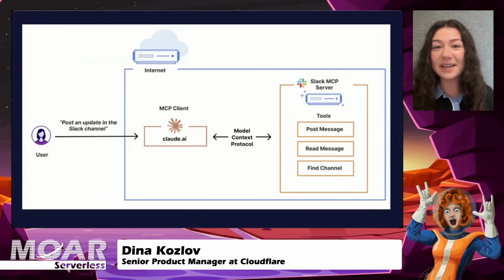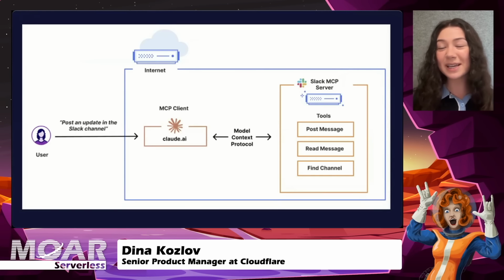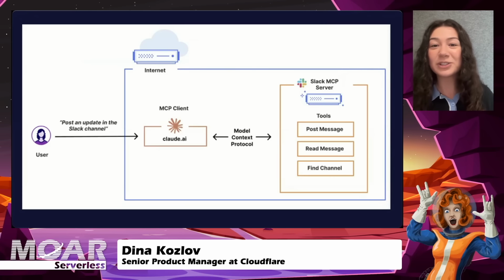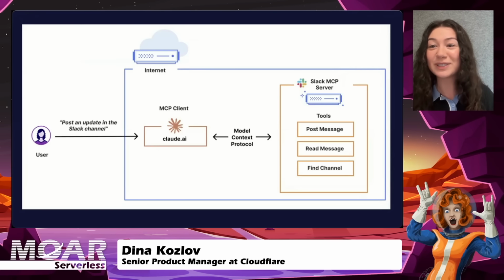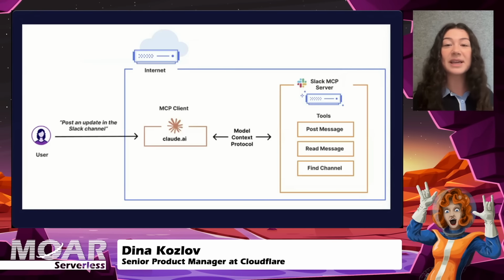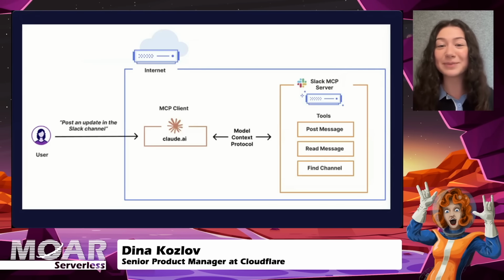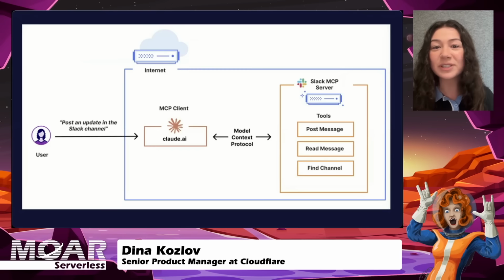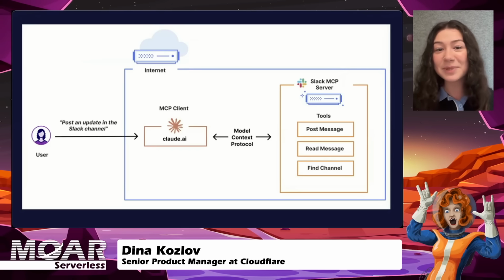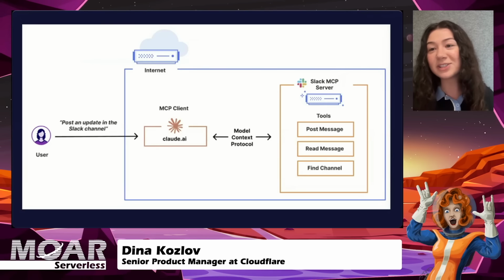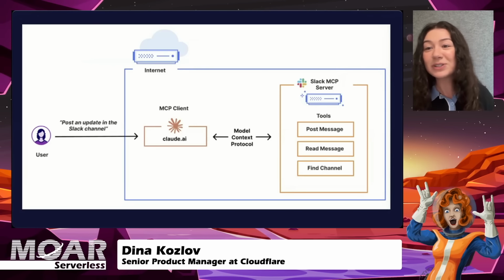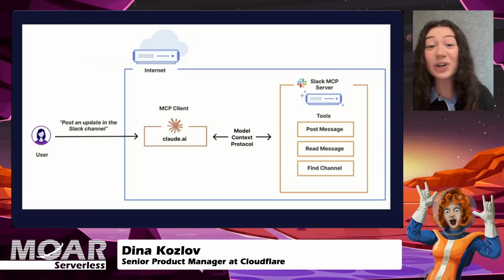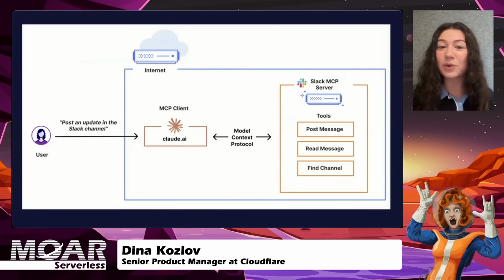MCP connects two main parties. One is the MCP client, which is your AI agent like Claude, and the other is the MCP server, which represents the service that you want to use. When you ask the AI agent something like, hey, can you post an update on the Slack channel? The AI agent is going to interpret your request in natural language. It's going to figure out what needs to be done. It's going to determine what tools it needs to call to complete the task. And it's going to use MCP as the standardized protocol to communicate with the different tools that are hosted by the MCP server to complete the request.